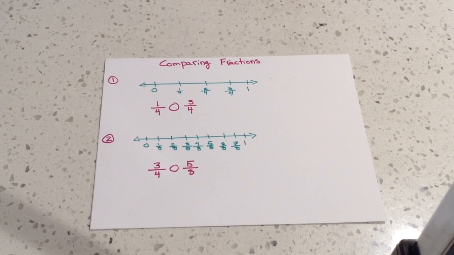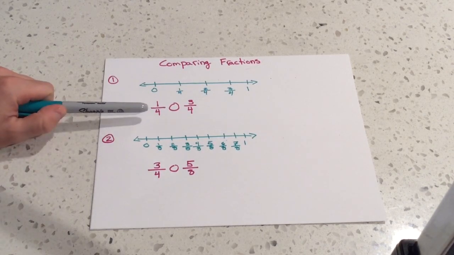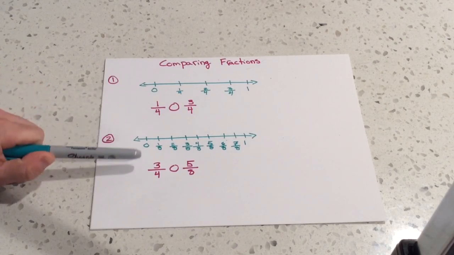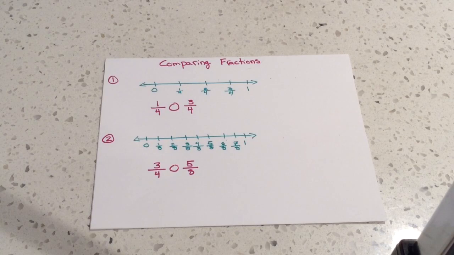Christofferson here, and today I want to show you how to compare fractions using a number line. I'm going to be doing two different examples here. The first example is when we compare fractions on a number line when the denominators are the same, and the second example is when the denominators are different.